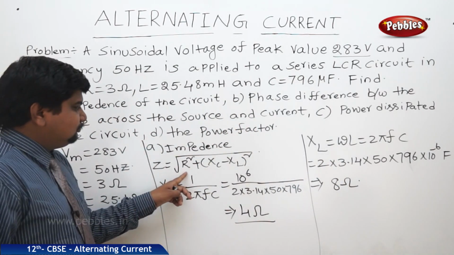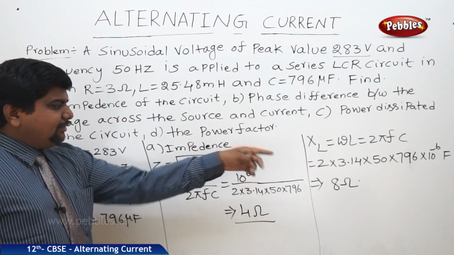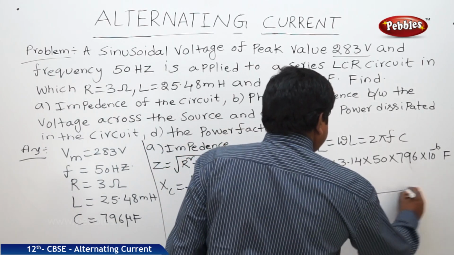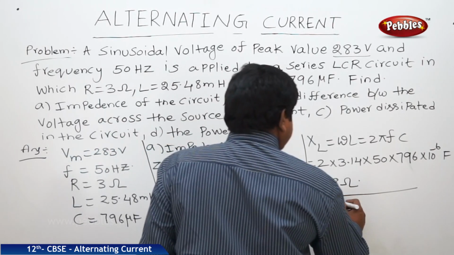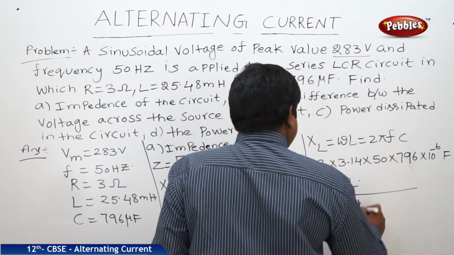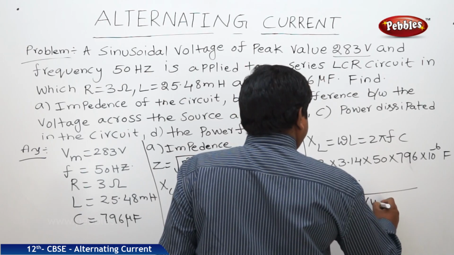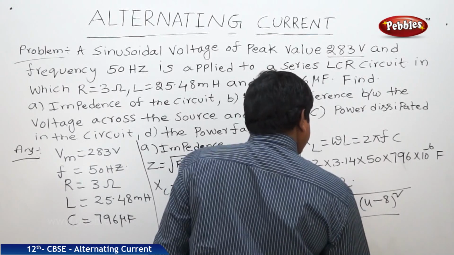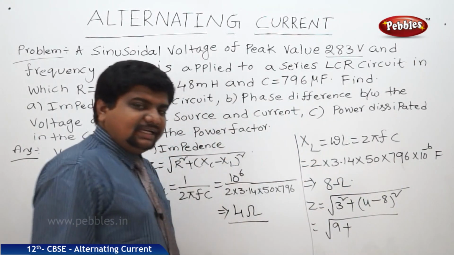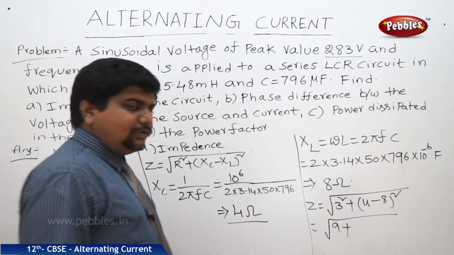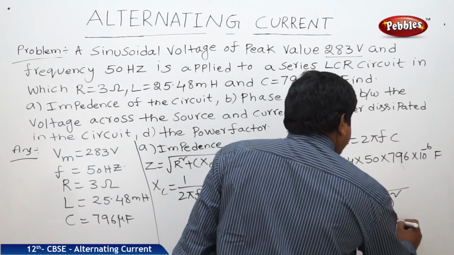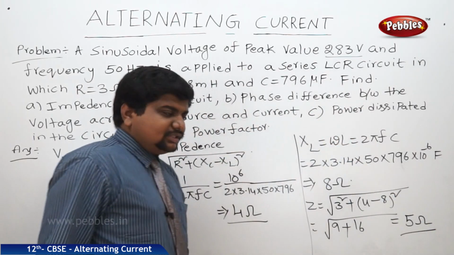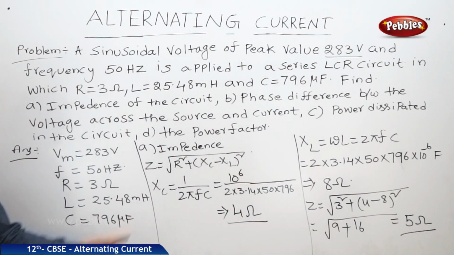We have R value, we have XC, we have XL. Now we substitute in Z value. Therefore Z is equal to under root, what is R square? 3 square. What is XC? 4. What is XL? 8. So it will be 9 plus (4 minus 8 is minus 4), minus 4 whole square is 16. So under root 25 is 5 ohms. So this is the impedance of the circuit, 5 ohms.